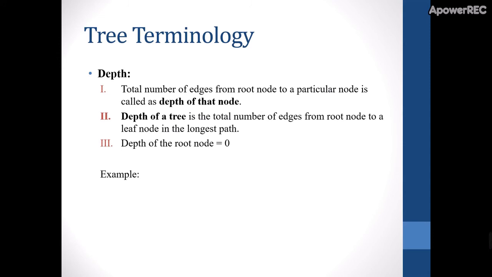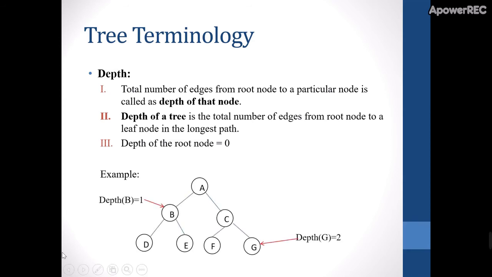Next is depth. What is depth? Depth is the total number of edges from the root. The root node is the node from where the tree started. So we'll see the example. See, the depth of B is what? 1. The number of edges from the root node till B is how many? 1.